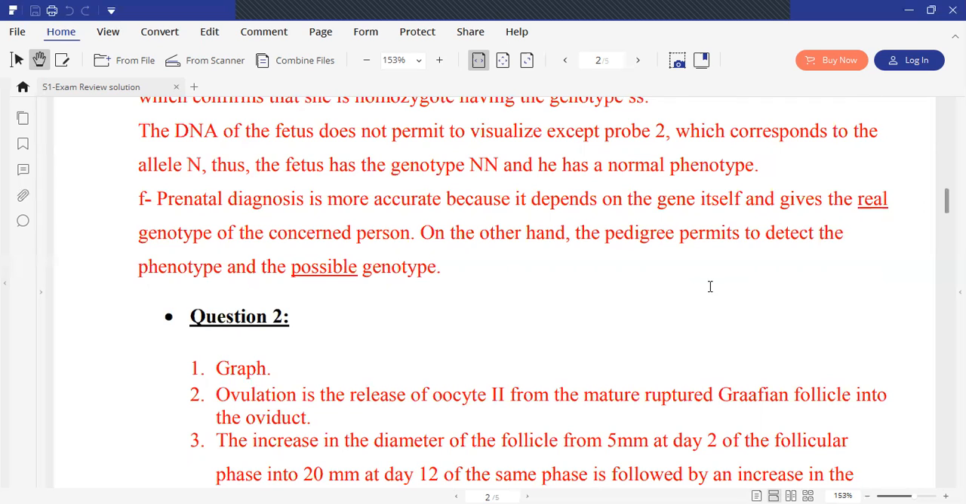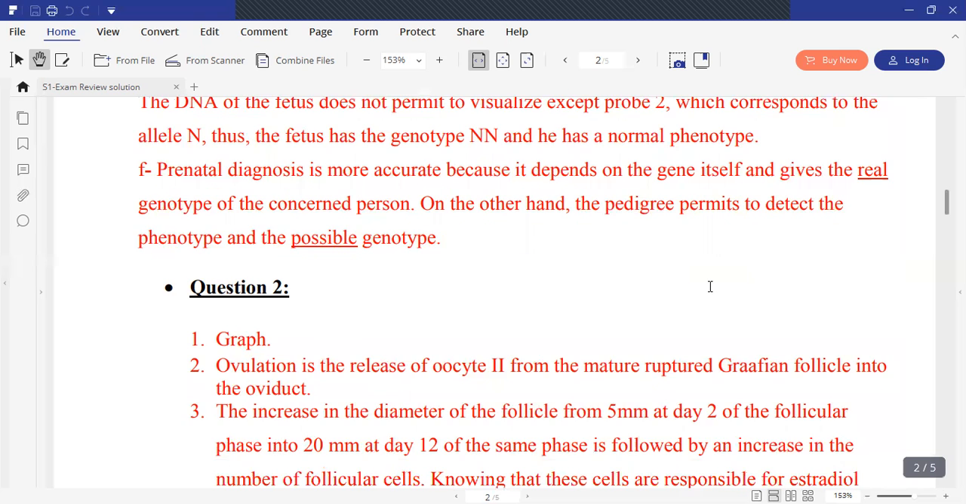Document 2 shows the variation of the diameter of the cavitary follicle during maturation until ovulation. You have to know that the diameter of the follicle is proportional to the number of follicular cells. First, they said define ovulation. Ovulation is the release of oocyte 2 from the mature ruptured Graafian follicle into the oviduct, into the fallopian tube.